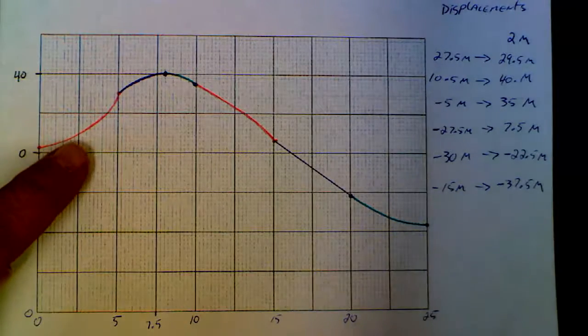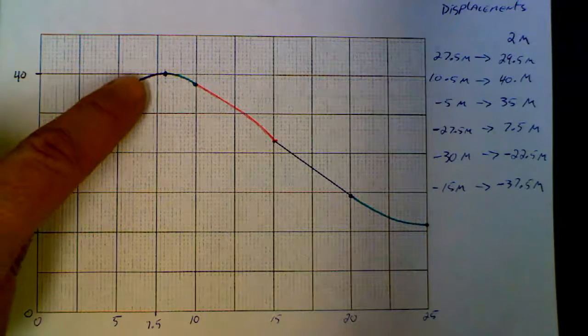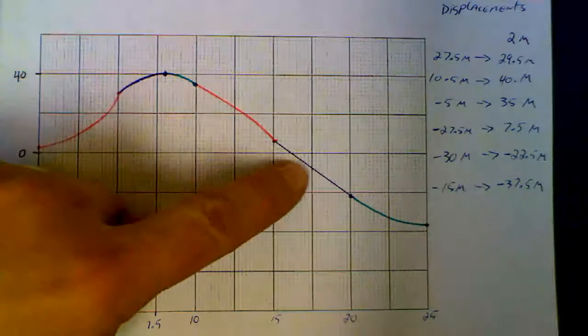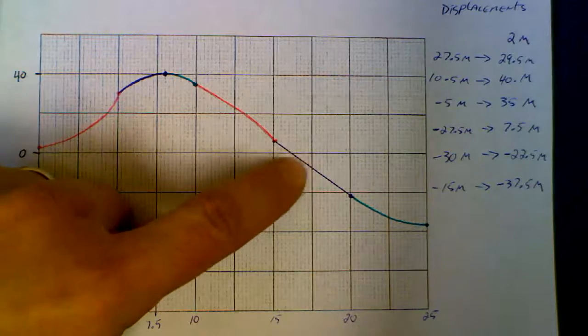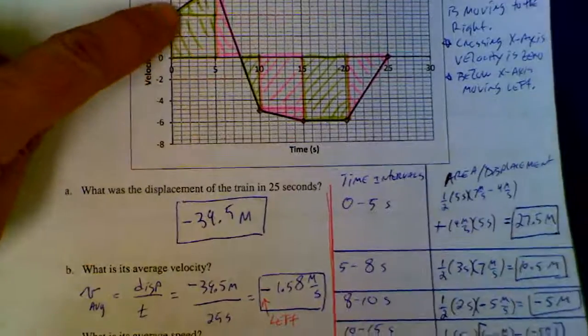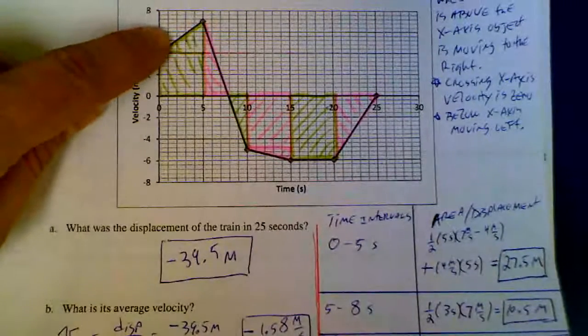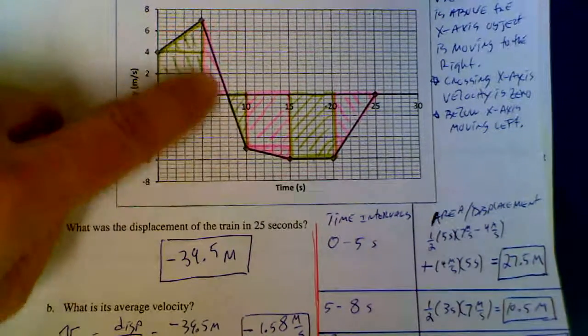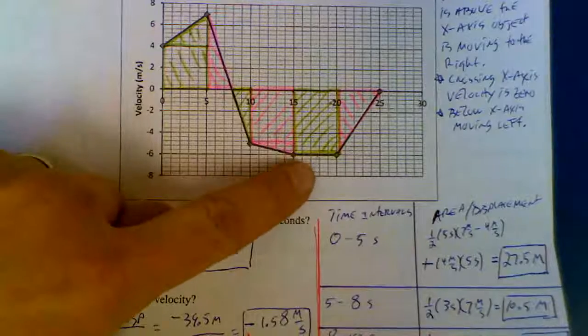The curve of the line is dependent on if it's a positive acceleration, a negative acceleration, or if it's a constant velocity with no acceleration. So when I look at this graph, I know that if there's a positive slope, that's a positive acceleration. Negative slope, negative acceleration. If it's a horizontal flat line, 0 acceleration.